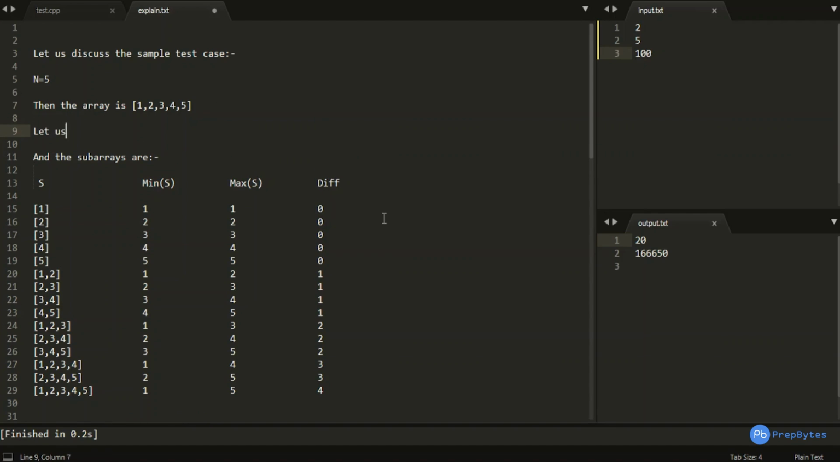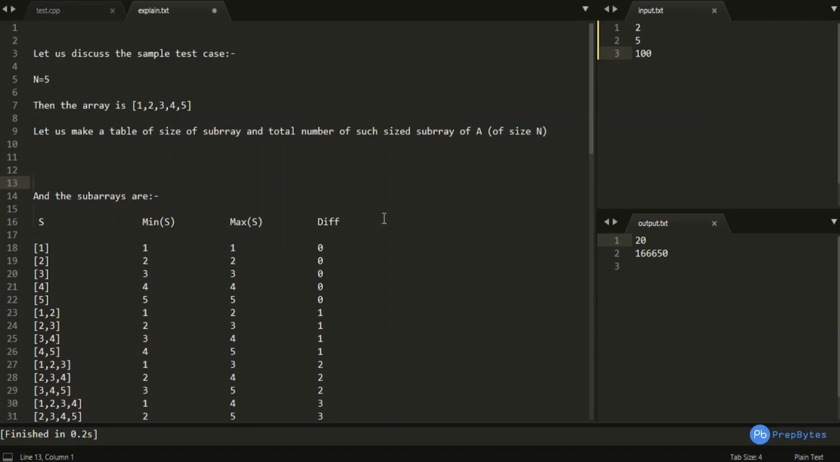Okay, so let us make a table of size of subarray and total number of such sized subarrays of A of size n. Okay, so there would be two columns. Let us say this is the size column and then this is the number column.